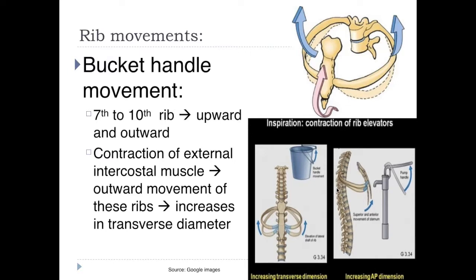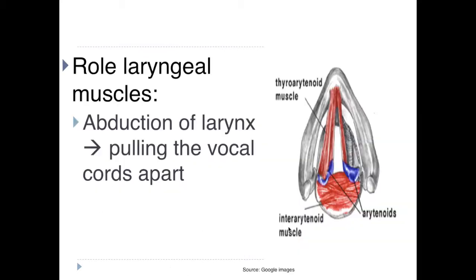Bucket handle movement: the 7th to 10th ribs swing outward and upward in inspiration, and because of this movement there is an increase in the transverse diameter. You can see here, this is the movement outward and upward, and because of this movement the transverse diameter increases.